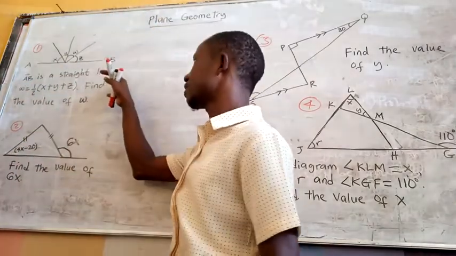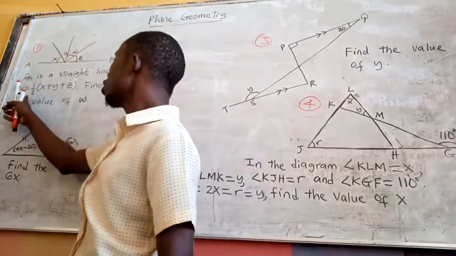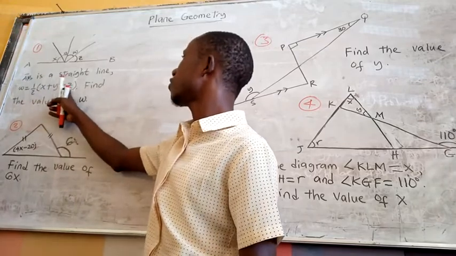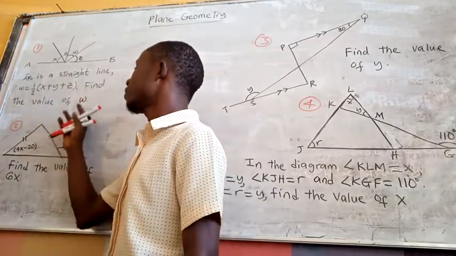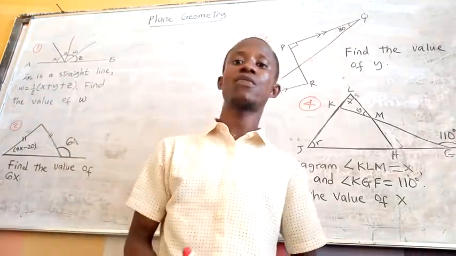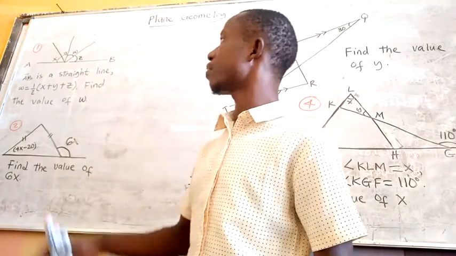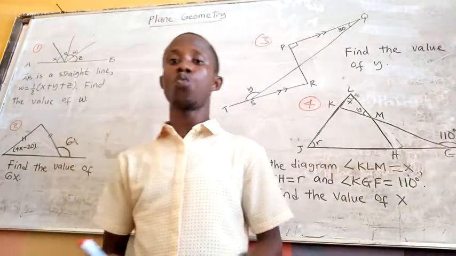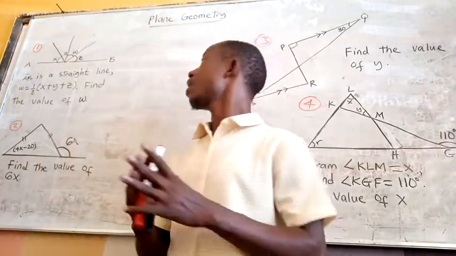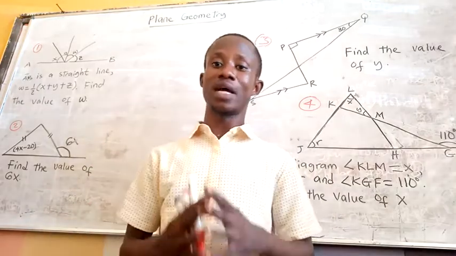AB is a straight line. W is equal to half of x plus y plus z. Find the value of W. We are asked to find the value of W in problem 1, but we are told that AB is a straight line.